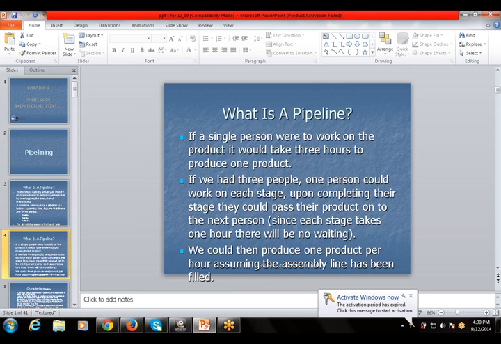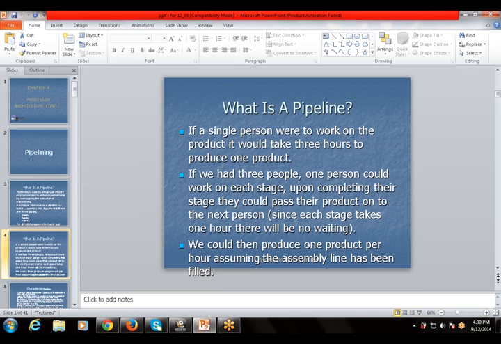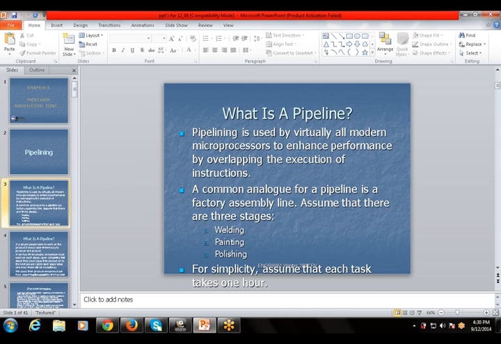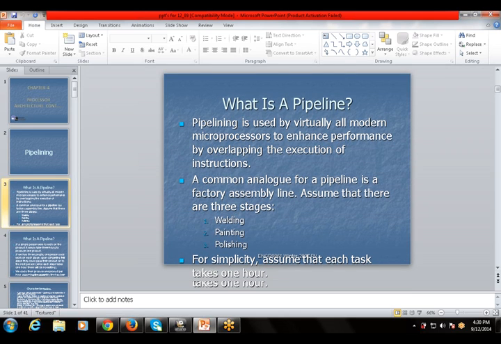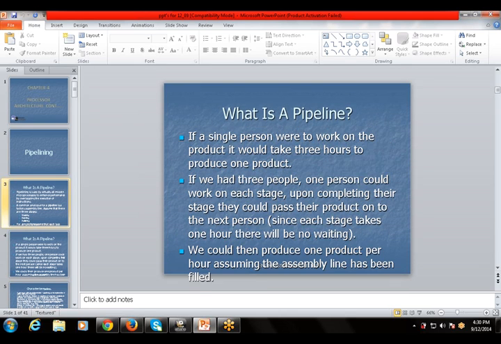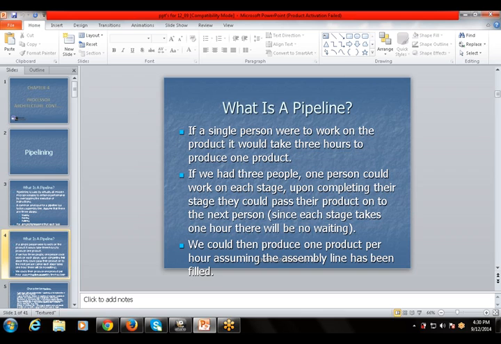If a single person were to work on the product, it will take 3 hours to produce one product, because there are three parts, that is welding, painting, polishing. So if a single person works 1 hour on each, it takes 3 hours to produce one finished product. If we had 3 people, one person could work on each stage. That is, one is used for welding, one for painting, and one for polishing.